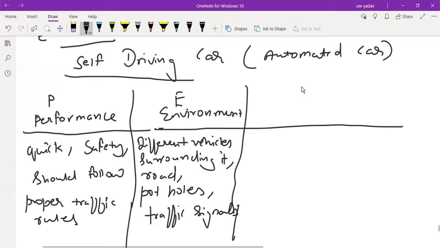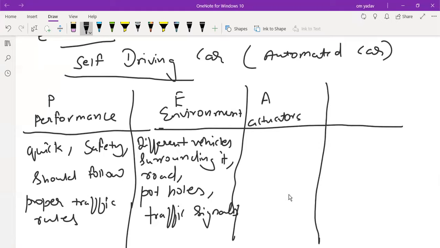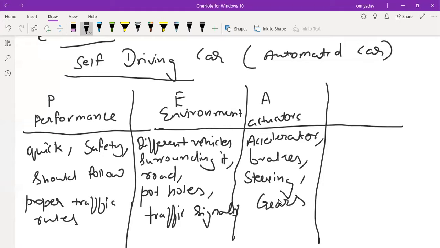Then let's say the actuators, A. In actuators, what are the different things by which it will perform certain tasks? For example, the accelerator is there, by which it can accelerate the car. Then brakes are there. Then steering is there. Then gears are there. So these are the different actuators.